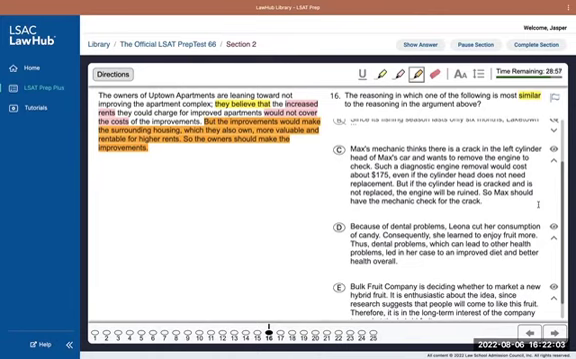C: Max's mechanic thinks there's a crack in the left cylinder head of Max's car and wants to remove the engine to check. The diagnostic engine removal would cost about $175, even if the cylinder head does not need replacement. But if it's cracked and not replaced, the engine will be ruined. So Max should have the mechanic check for the crack.